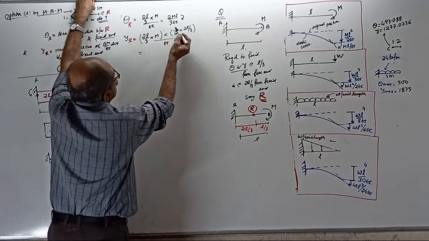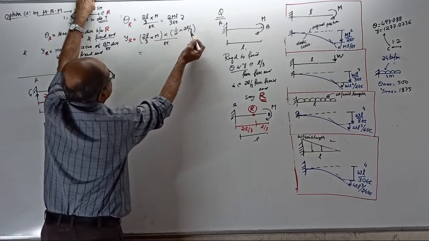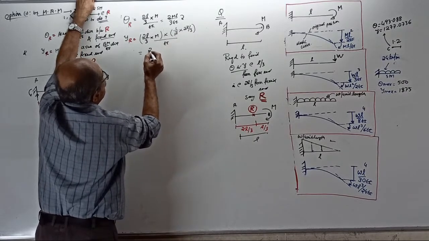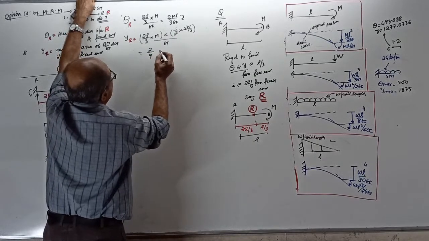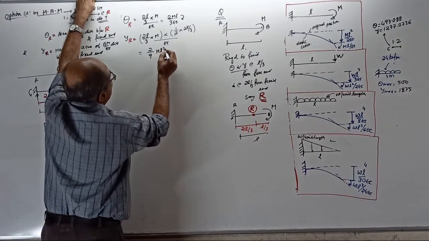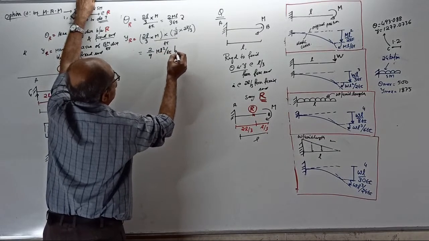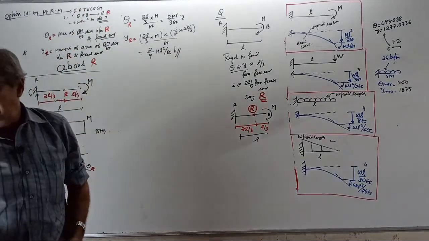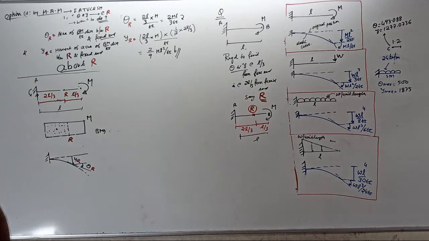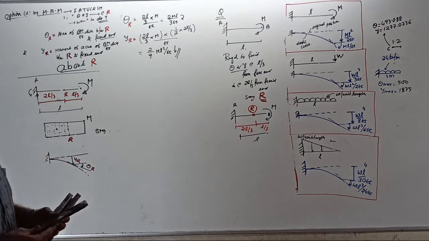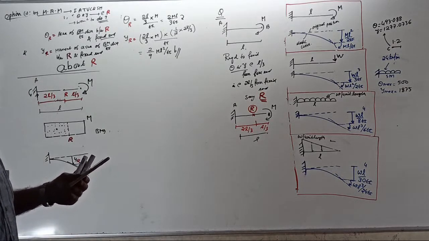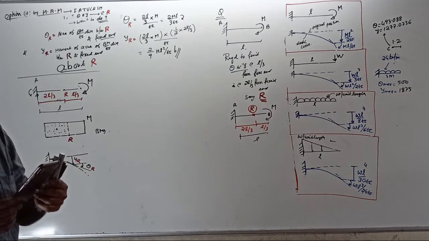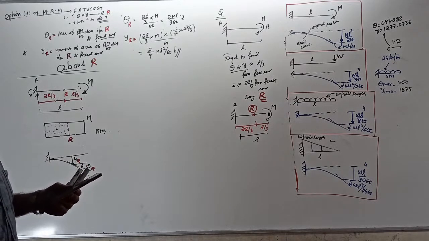Anybody can tell the answer? 2 by 3 into 1 by 2 into 2 by 3. What is the answer? 2 will cancel. Is it 2 by 9 ML square by EI, down? Correct answer? 2 by 9 ML square by EI down. Correct or not? Let's check it. I do not want wrong mistakes.